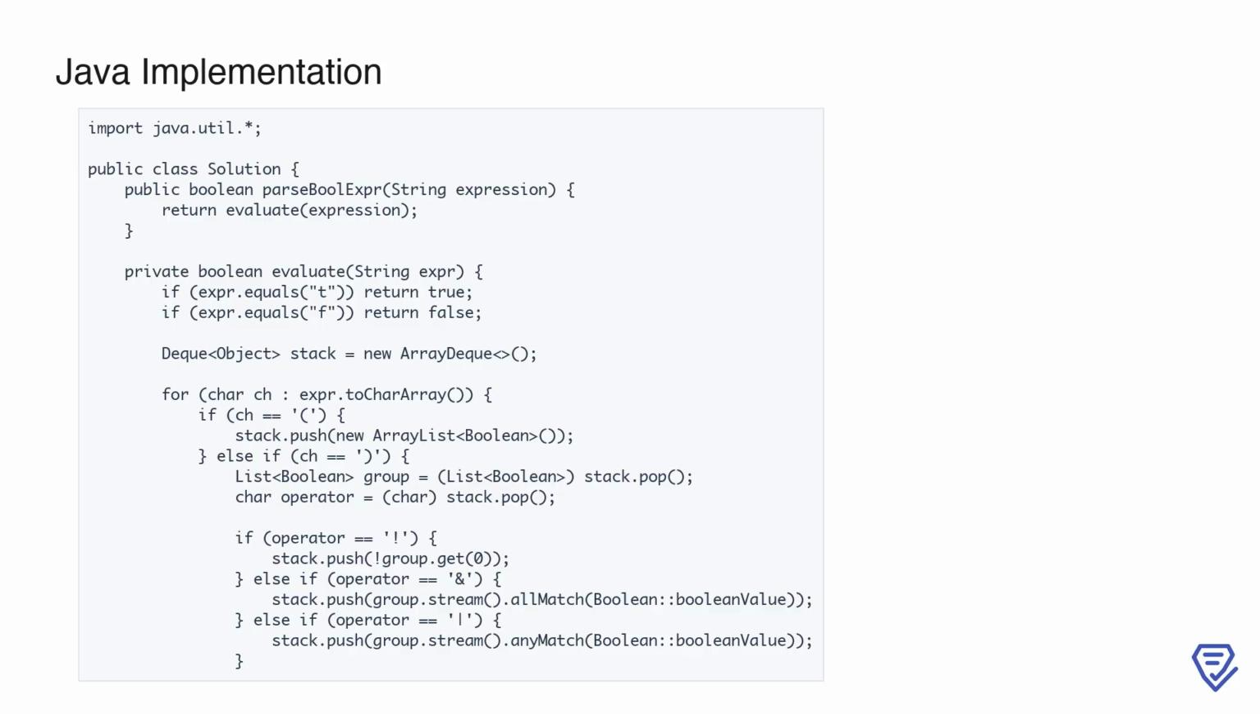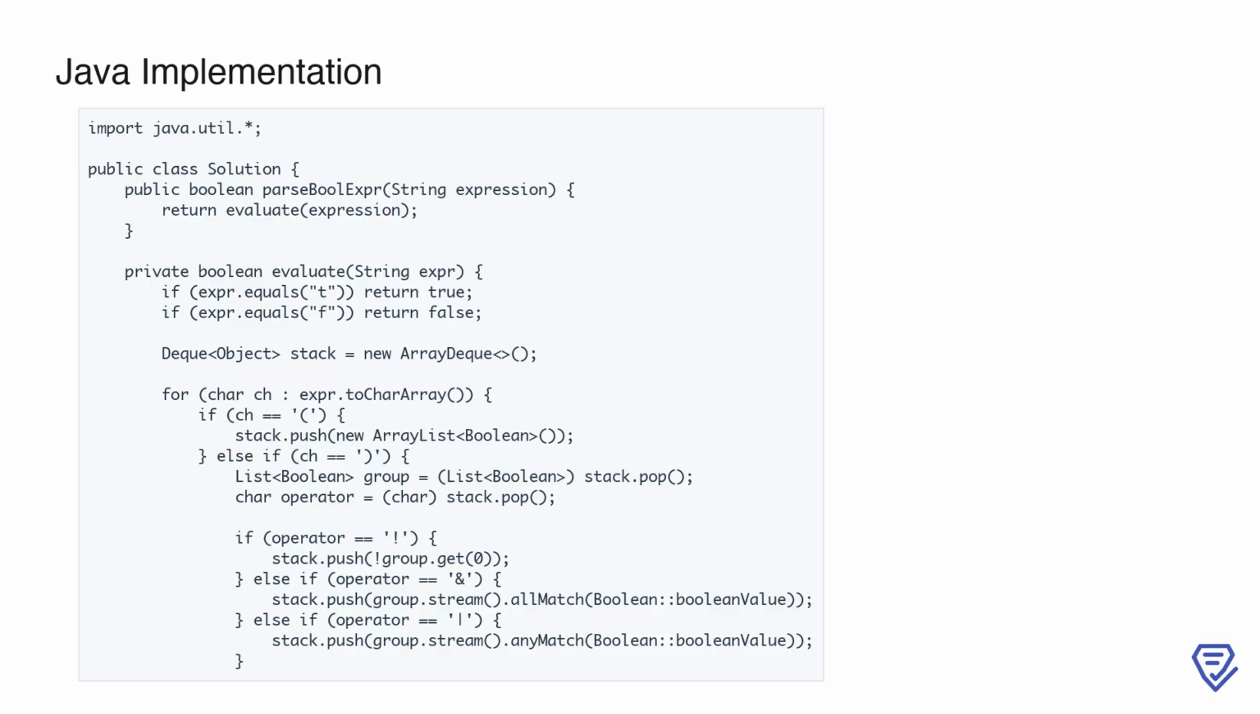Next, we initialize a stack using a deque to help us parse and evaluate the expression in a structured manner. As we iterate through each character of the expression, when we encounter an opening parenthesis, we push a new ArrayList of Boolean onto the stack. This list will temporarily store Boolean values within that group. When we encounter a closing parenthesis, it signals the end of a group. At this point, we pop the group from the stack, along with the operator that was pushed earlier. Based on the operator, we compute the result for that group.